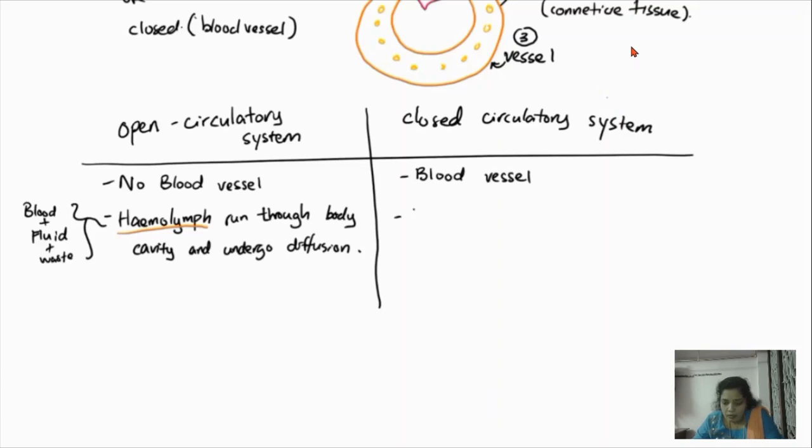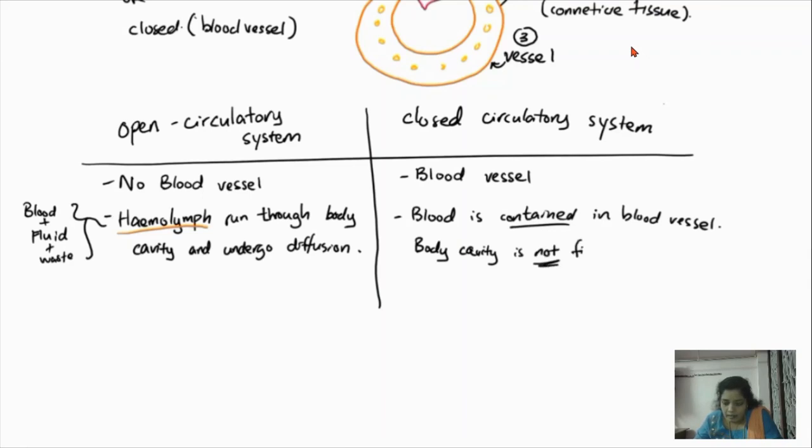But here in the closed circulatory system, blood is contained in blood vessels. The body cavity is not filled by blood. See, blood is contained in blood vessels. Blood flows through the blood vessels.